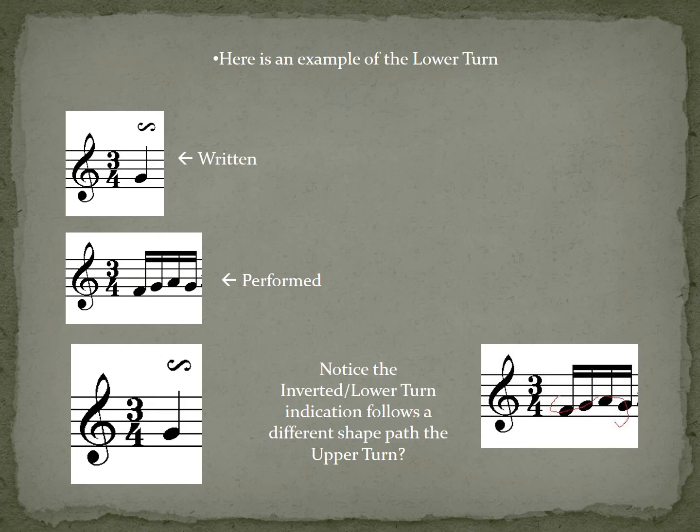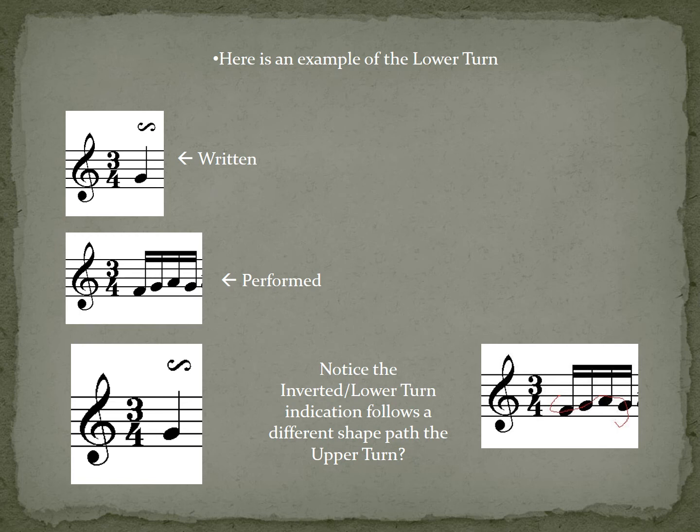So as a little example of a lower turn, you can see there it is, a different shape to the original one. And if you look down at the right hand corner of the screen, you can see that I've drawn over the shape to show you that it follows the same shape path as the 4 notes you're going to be inserting as a turn.